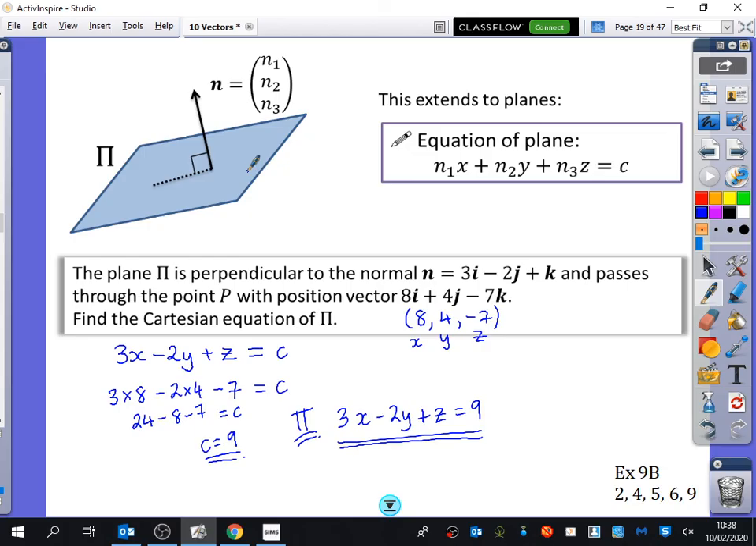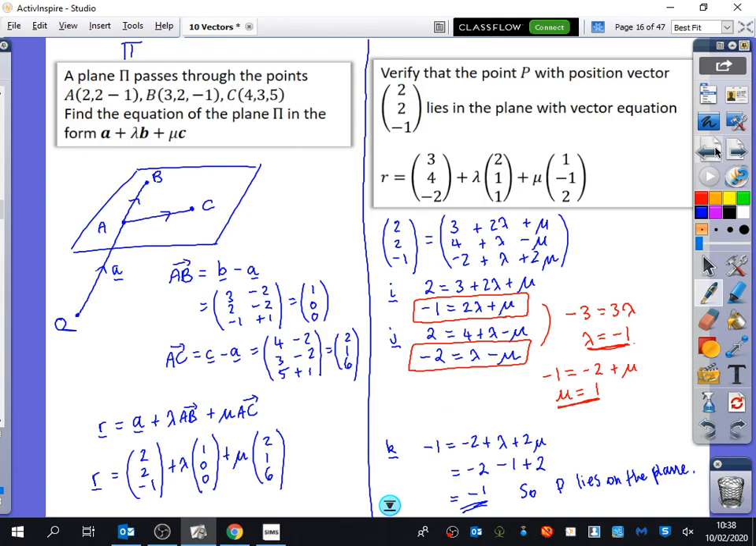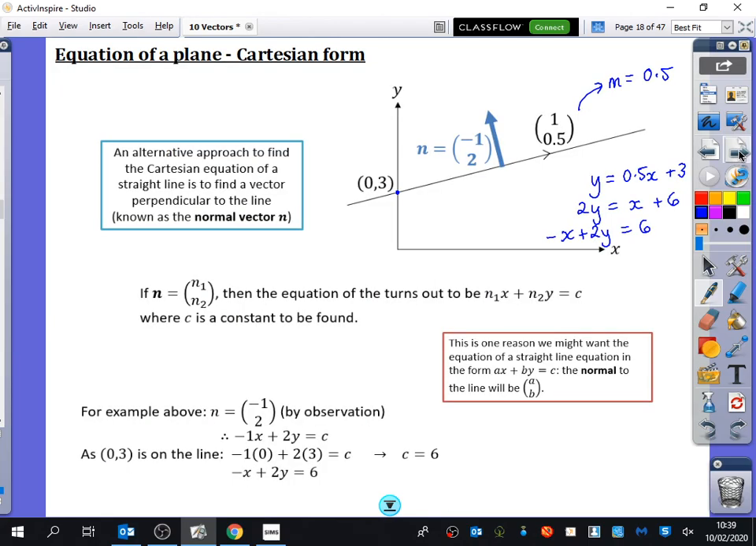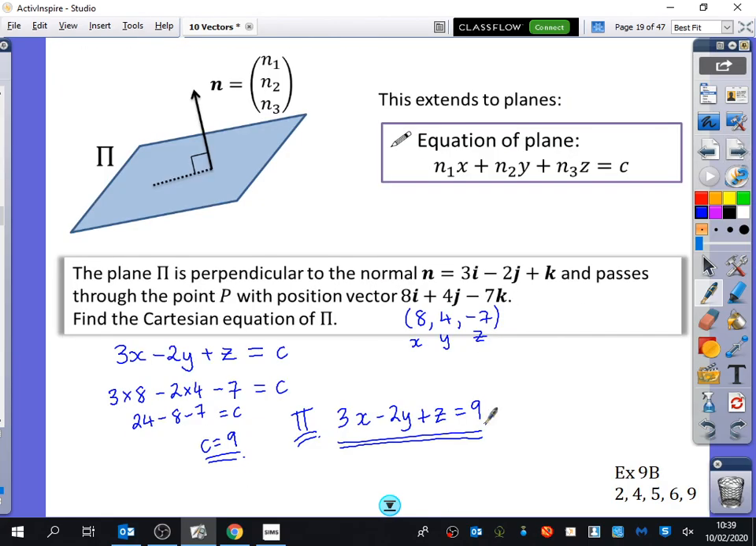And it's no longer going to be this form that I said wasn't so great, because there's loads of different ways of doing it. This is pretty unique. I mean, obviously you could multiply everything by 10 or 100, but that's the only way you could write that equation of the plane.